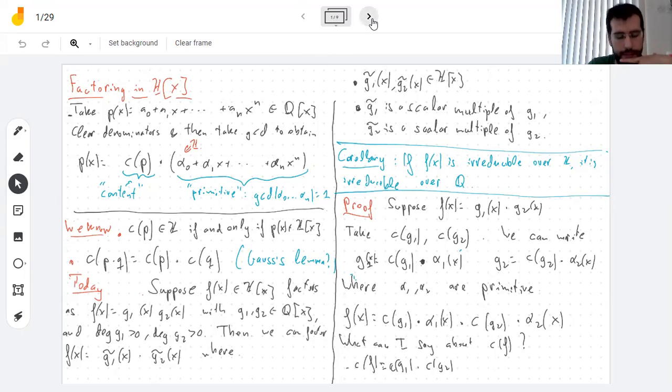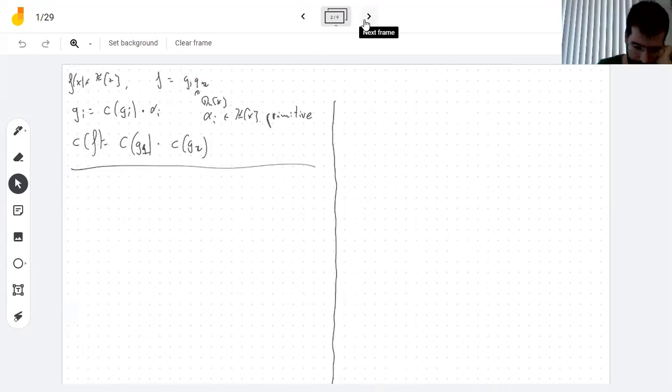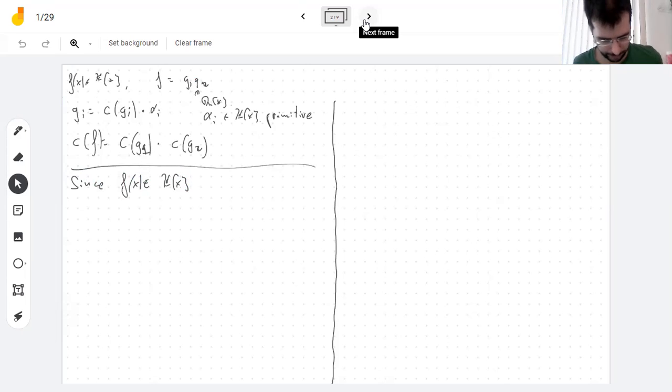So what does that say about this whole thing? The content of f must be an integer. Right, yeah. Since f of x is in the integer polynomials, its content is also an integer. And I think that's all we need.